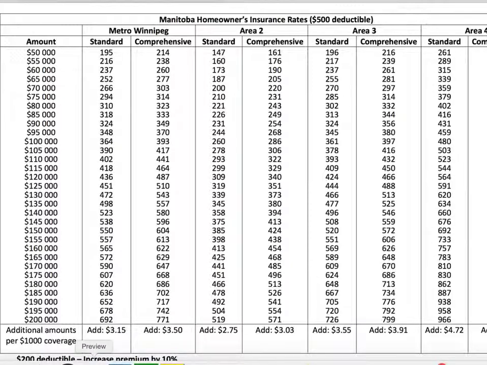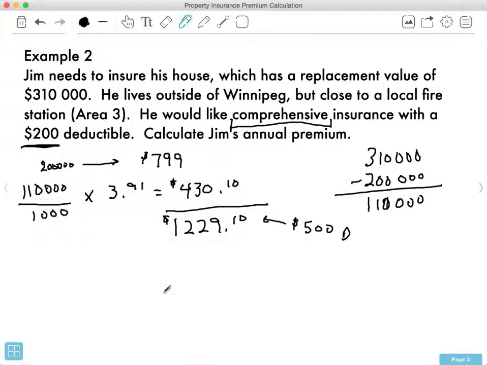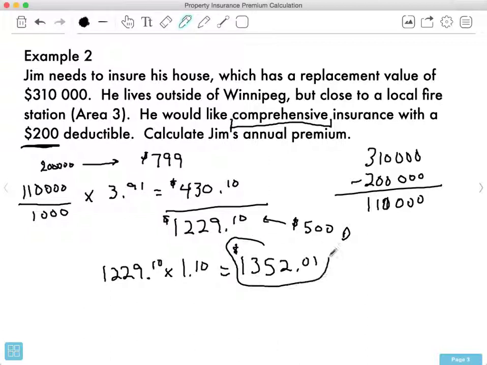So I'm going to go back to our slide again. So he needs to pay 10% more than this. The quick way to do that calculation is take his premium with a $500 deductible and multiply that by 1.10. The 0.10 is the extra 10%, and the 1 adds that 10% onto this amount for you. So when he does that, your final answer is $1,352 and a penny, 1 cent. And that's how much he will pay every year for his insurance, assuming that nothing changes.